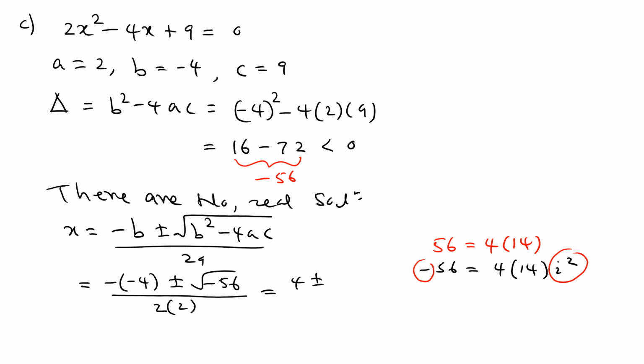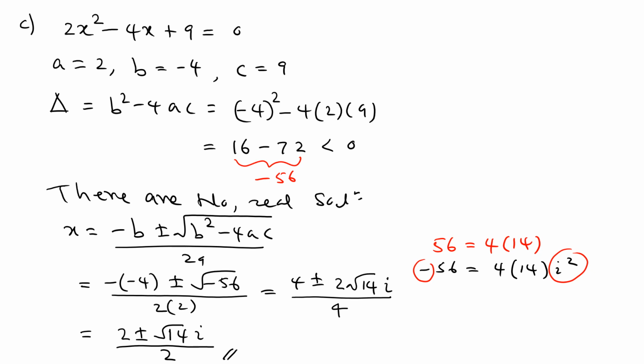Now you can take the square root of every term. The square root of 4 means 2. The square root of 14 we write as square root of 14, and the square root of i squared we write as i, the complex unit, divided by 4. If you simplify, you get negative 2 plus or minus, and we cancel the 2, so you get square root of 14 times i divided by 2. We cannot simplify this further than that.